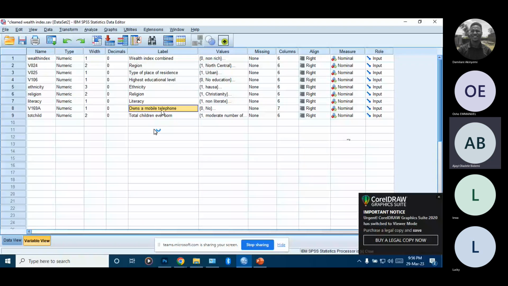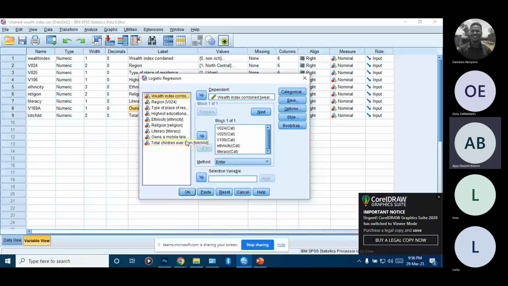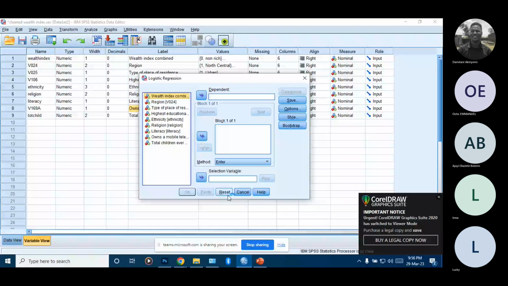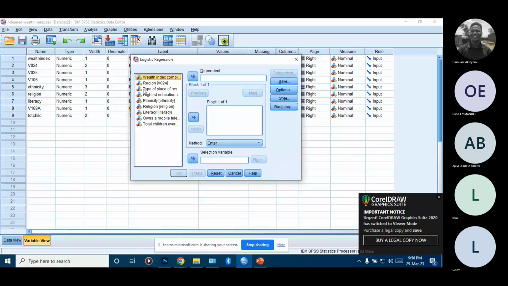So let's go into the analyze tab, regression, and binary logistic. Now I choose binary logistic. I'm resetting these. When you choose it, this is the table that you have, right? So the dependent variable is the variable we are trying to predict. It goes into the dependent box.